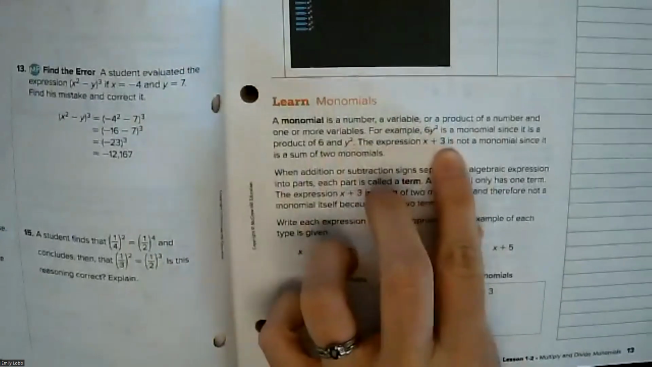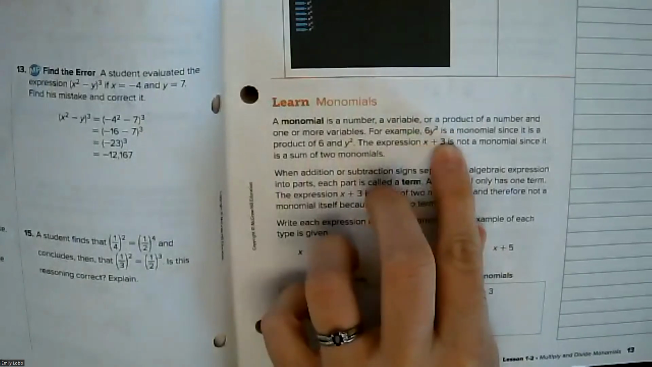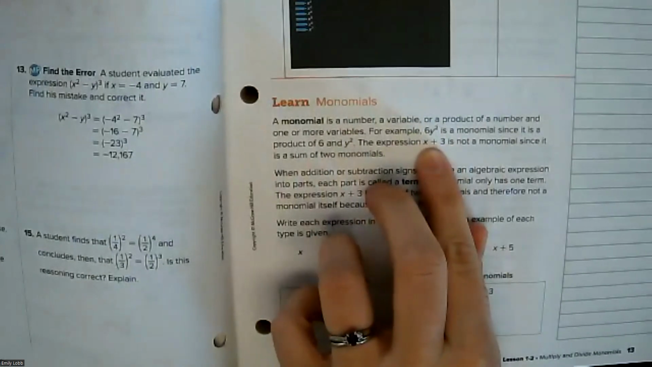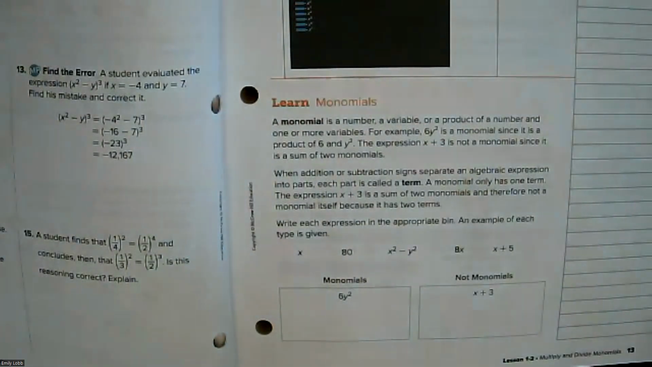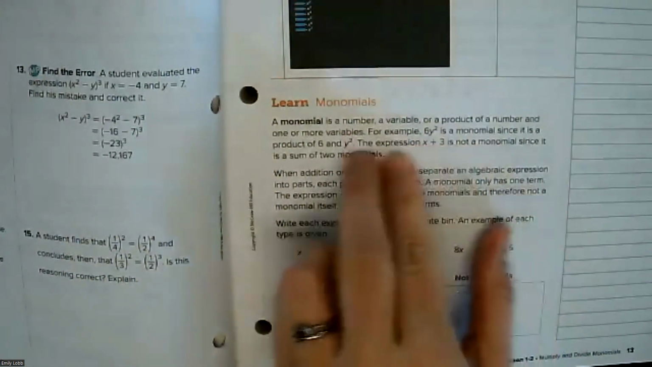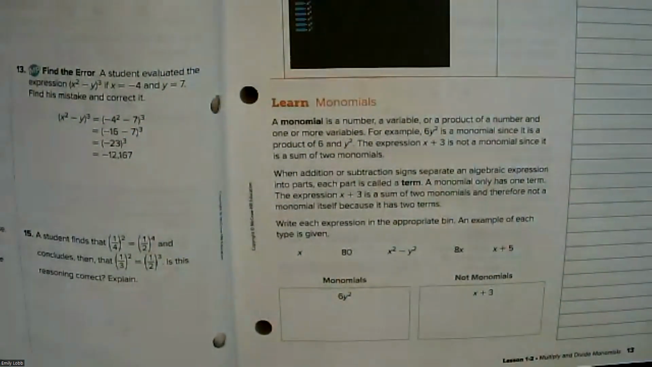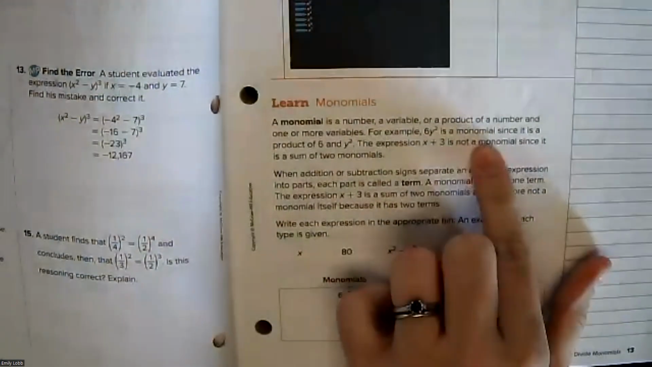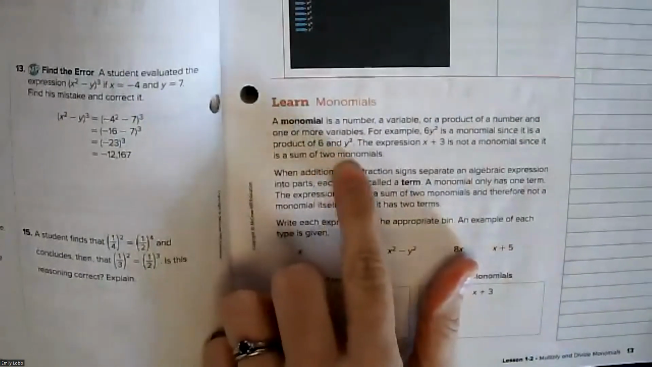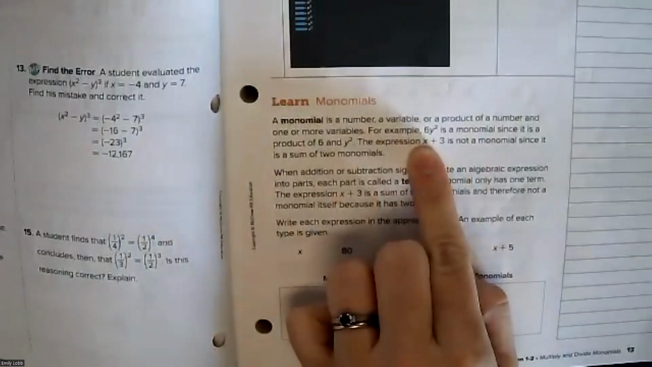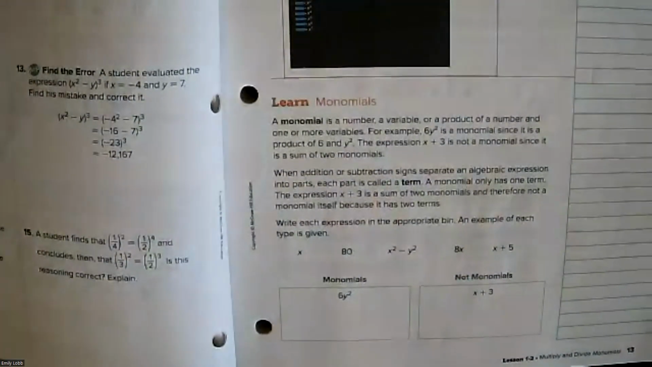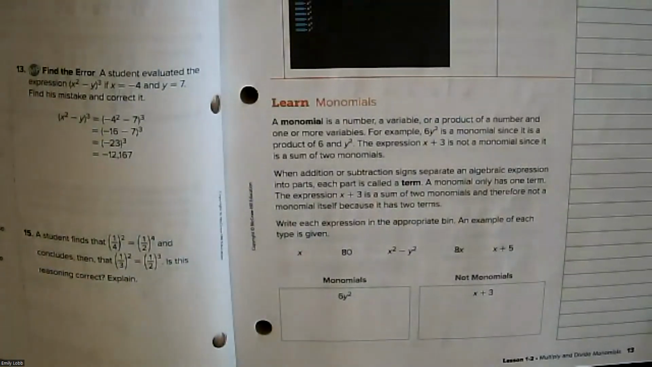The expression x plus 3, notice they are separating the monomials with a plus or a minus. So if you see a plus or a minus in something, it's going to be more than one monomial. So it's not a monomial. It's a polynomial. So x plus 3 is not a monomial since it is a sum of 2 monomials. So we have x as a monomial and 3 is a monomial. But when we separate them with a plus and they're not being multiplied, then we have more than one monomial.